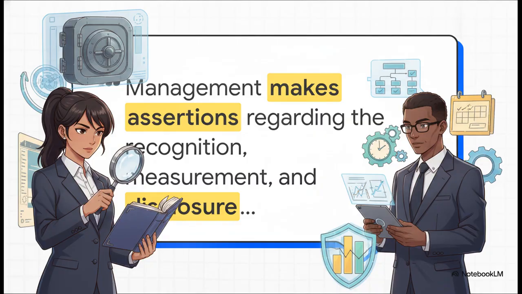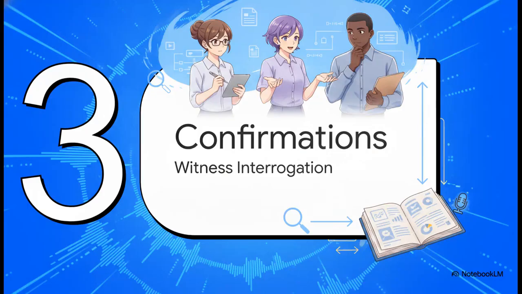Now, what's genuinely fascinating here is this whole concept of assertions. Think of it like this. When management hands over those financial statements, they're essentially giving you their alibi. They're implicitly or explicitly making assertions. They're claiming that transactions actually happened, that assets truly exist, and that everything is fully complete and properly valued. The auditor's entire job? Take that toolkit we just talked about and test whether management's alibi actually holds up to scrutiny. But sometimes, the suspect's word and their internal files just aren't enough.